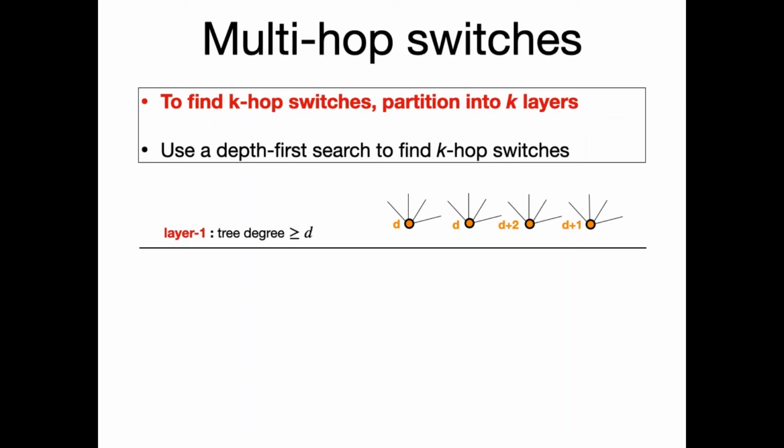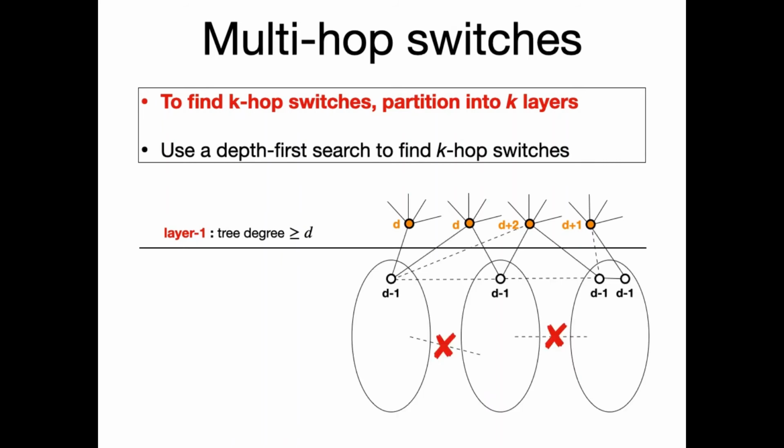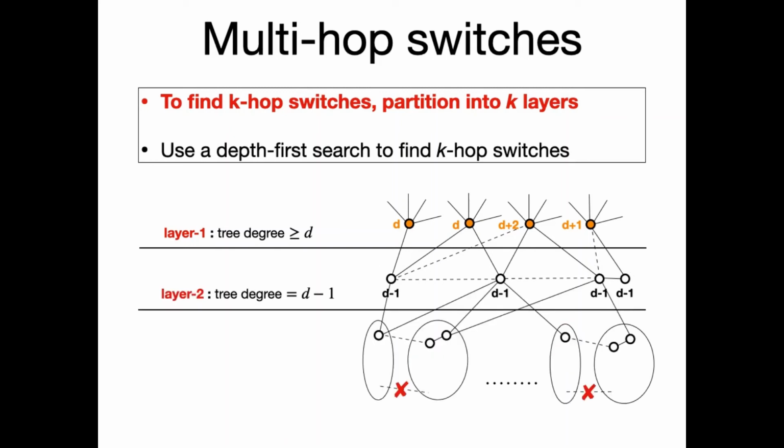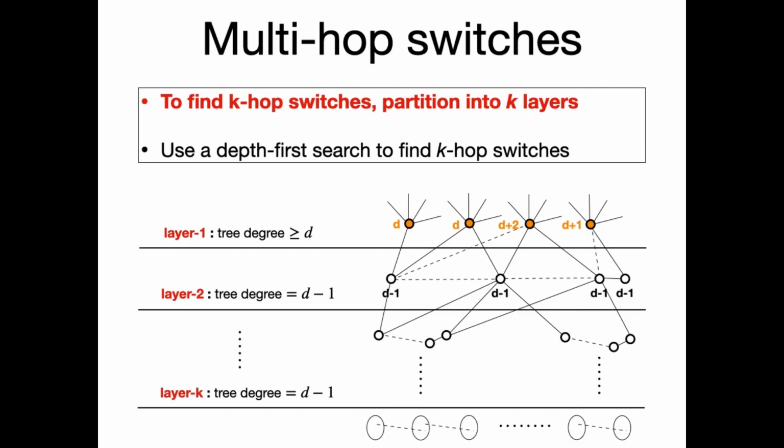After removing the first layer, the tree is divided into several components. Since the graph does not contain two-hop switches, all inter-component edges must be incident on degree d-1 vertices. Then we collect all of these degree d-1 vertices and put them on the second layer. So on and so forth until we have k layers.